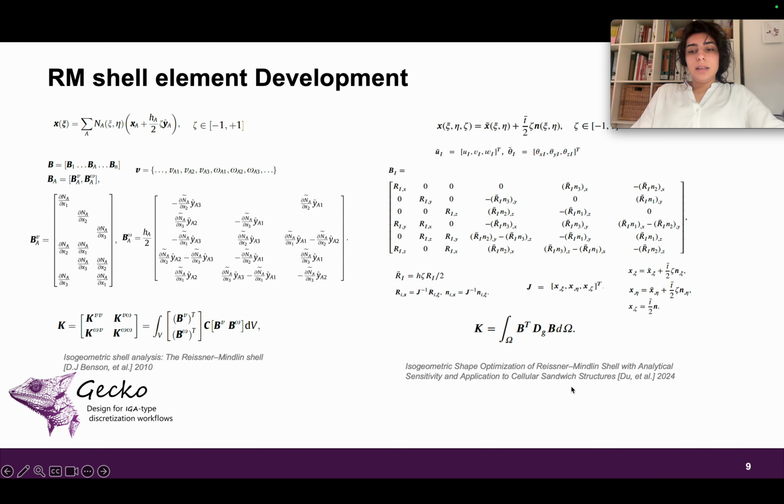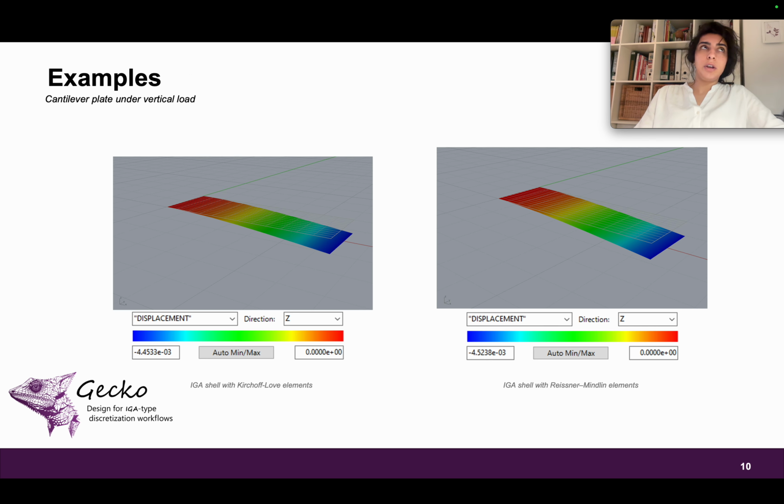And then there's a recent paper last year, the work of Do, that explains in more detail this procedure. I mentioned these three main papers because they served as a baseline for my shell formulation. And then it needed a little tweaking to fit the GeoUT framework.